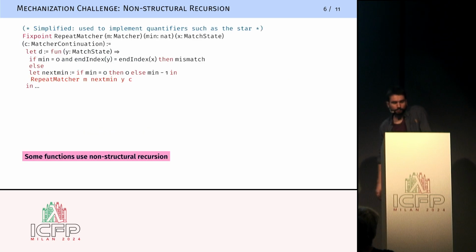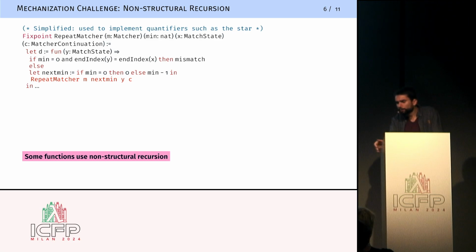Another issue that we had was with non-structural recursions. There are just a few places in the specification where some functions are recursive but non-structurally. Here you see a simplified version of the function that compiles the Kleene star, for instance. And you see a recursive call to repeat matcher. But in the specific case where min is equal to 0, you don't have any structurally decreasing argument.